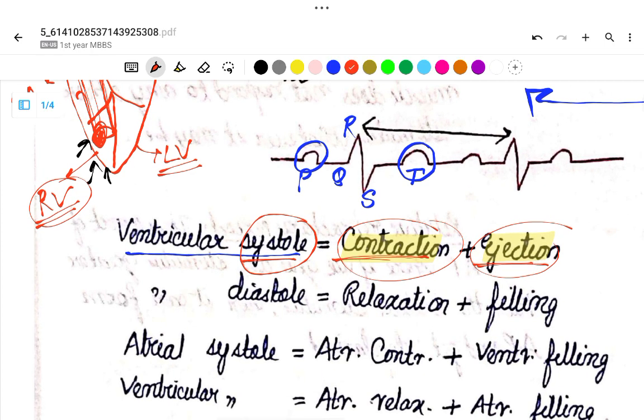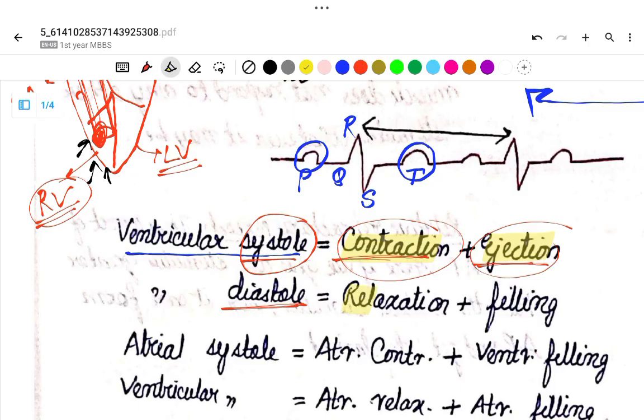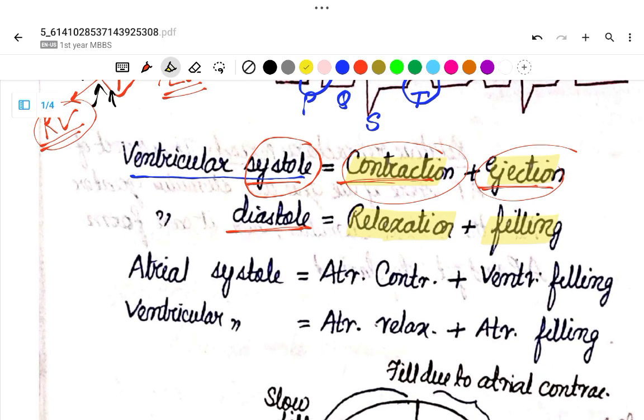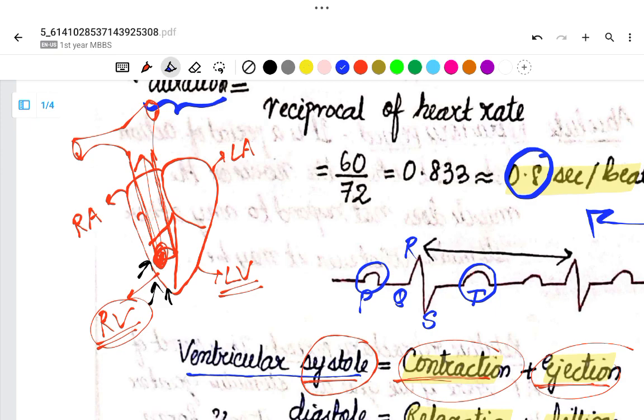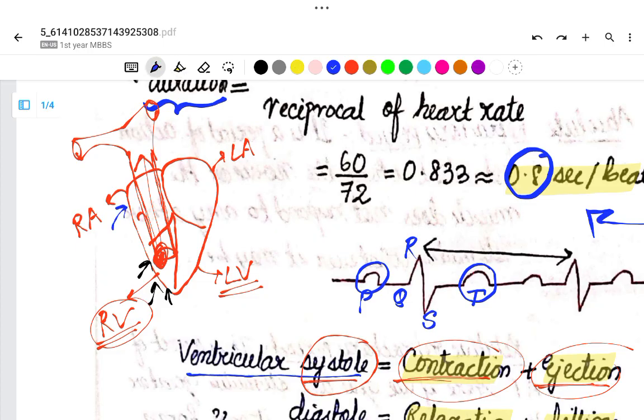Next is the ventricular diastole. Ventricular diastole means relaxation plus filling: relaxation of the ventricular musculature and filling of blood. Atrial systole implies atrial contraction plus ventricular filling. When the atria are contracting, the blood in the atria is pushed into the ventricles.